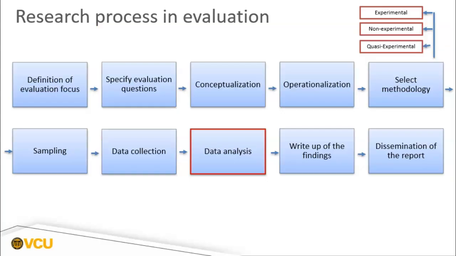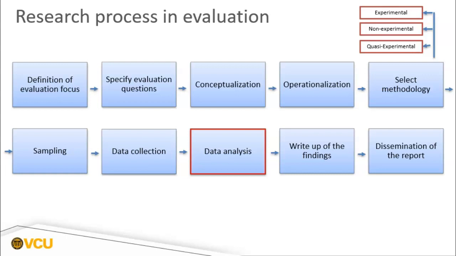In an earlier lecture, we talked about the research process in evaluation. A rough outline is that we start with a definition of the focus of the evaluation. We then specify the evaluation questions. The next step is conceptualization, which basically means we specify what we mean by terms that are the focus of the evaluation. We then operationalize key variables, defining how each concept is measured and observed.